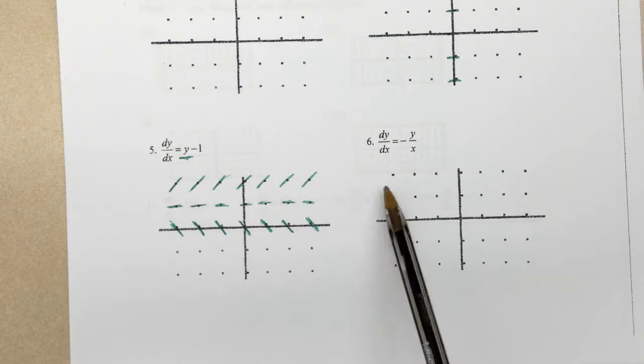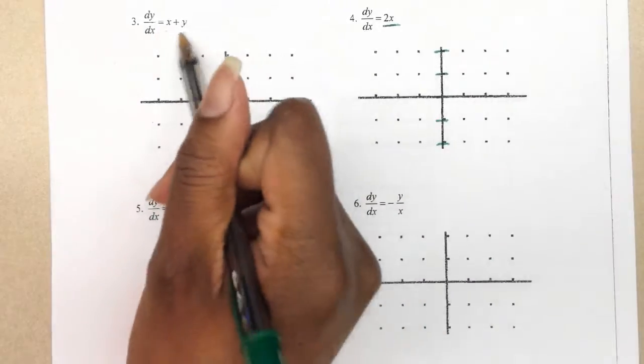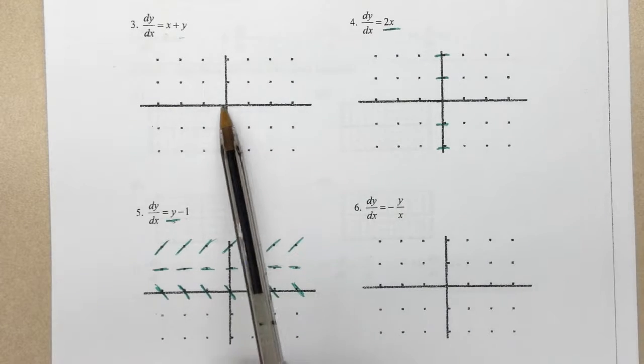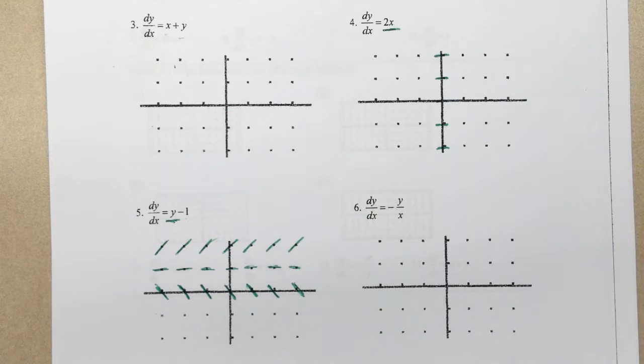So for 3 and for 6, we're taking into account both x and y. So this is very similar to page 1 where we had to plug in the point, the x and the y value, to figure out what the slope would be at that point and go forth from there.